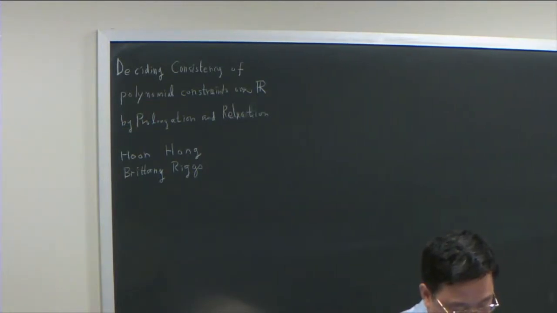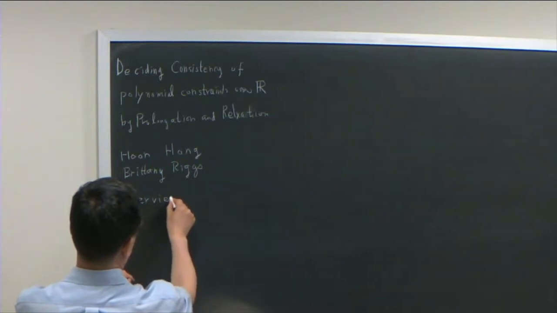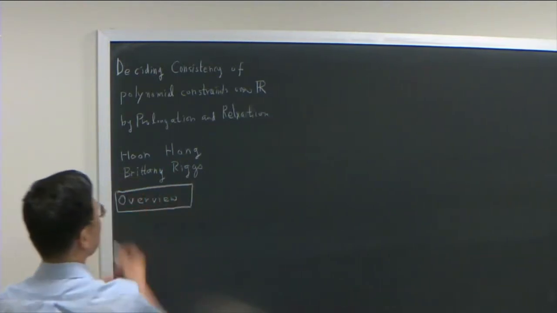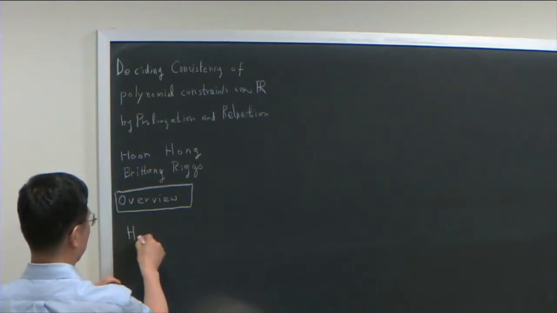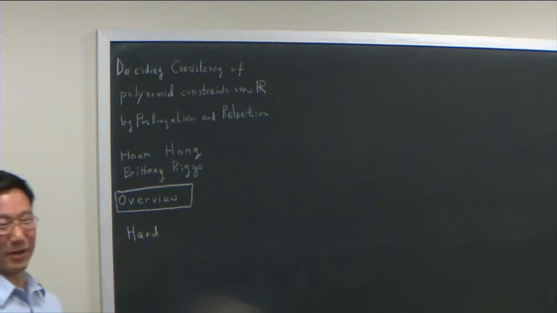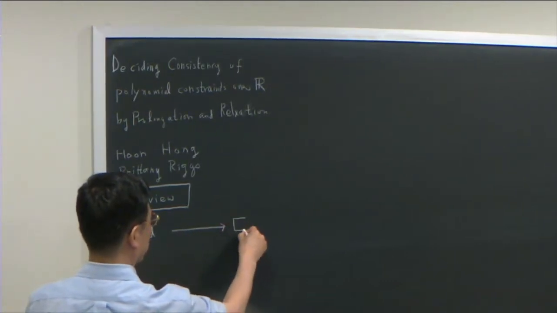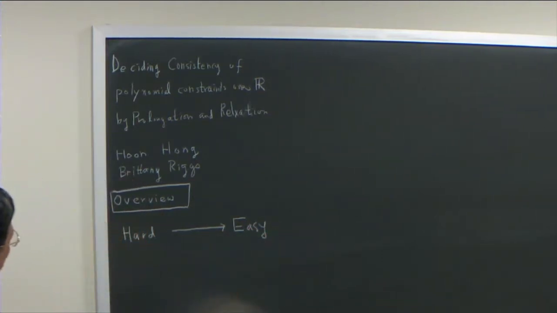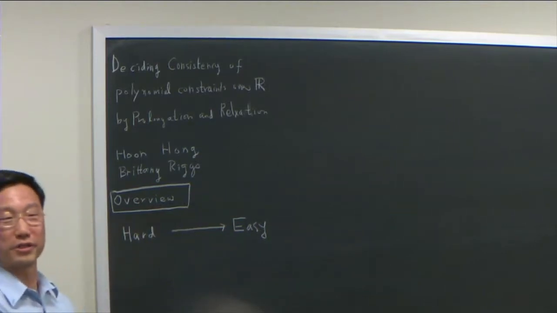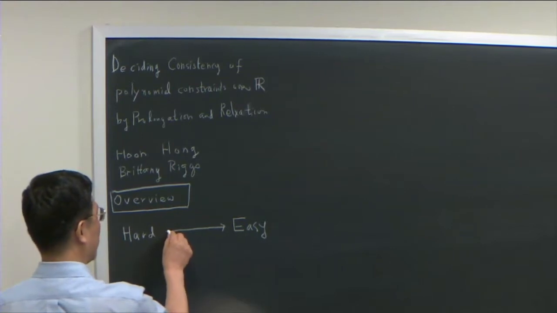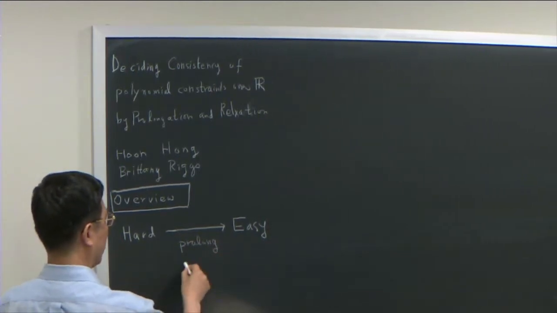Let me first briefly give you the overview of this talk, the general topic overview. Here we have a hard problem, like differential equations. Now you want to make it easy, of course. That's what we try to do in our life: turn a hard problem into an easy problem. So the question is, how do you do something like this? There are many ways to do it. The standard mathematical technique is always transformation. What kind of transform? Here we'll talk about prolongation and relaxation. This is one way to do it.